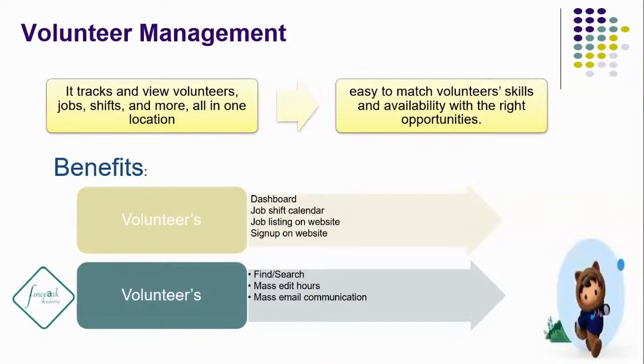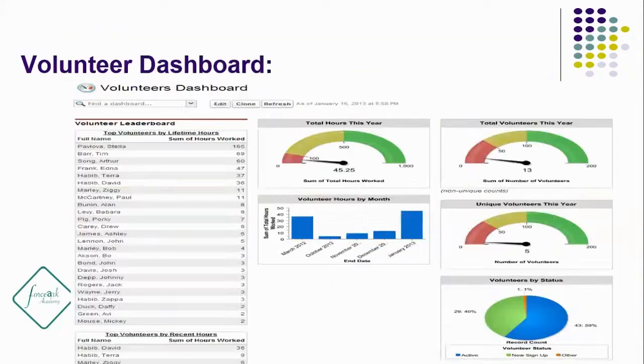The key benefits of volunteer management are dashboard, job shift calendar, job listing on website, sign up on website, find and search the volunteers, mass edit hours, and mass email communication. The job shift calendar shows which volunteer works which shifts. Job listing on website means you can integrate with your website and show the job listing for volunteers. Mass email communication lets you create an email template, and mass email sending can also be done.